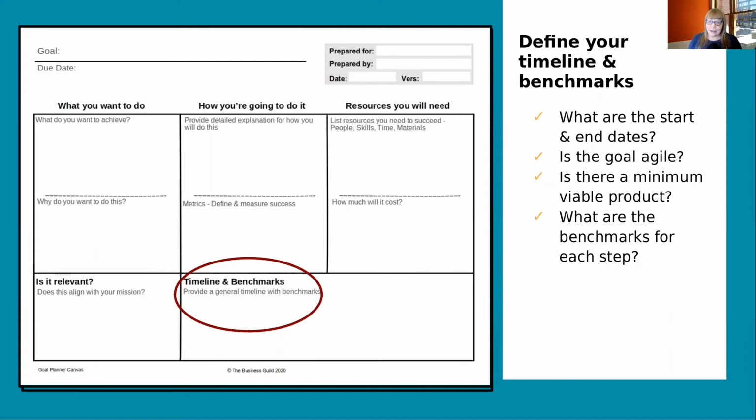And finally, you need to set a timeline. You have to establish a start and end date and identify a minimum viable product with benchmarks so that you can measure your progression. Remember, goals have to be timely. If there's no end date, there is no measure or accountability.